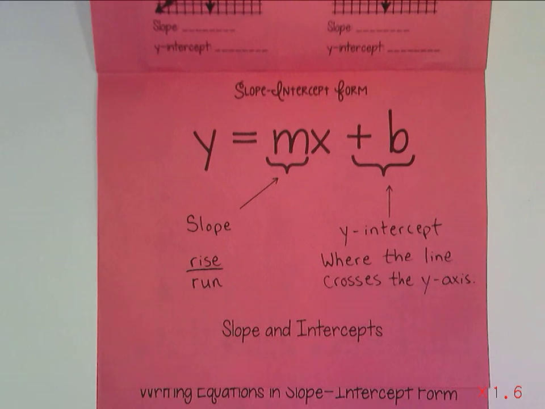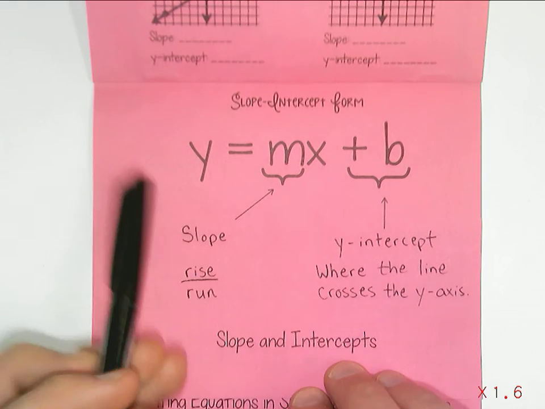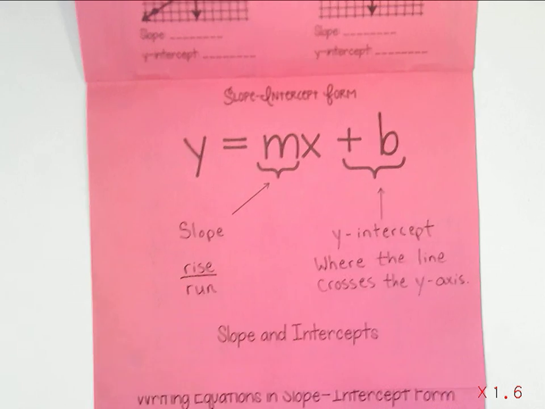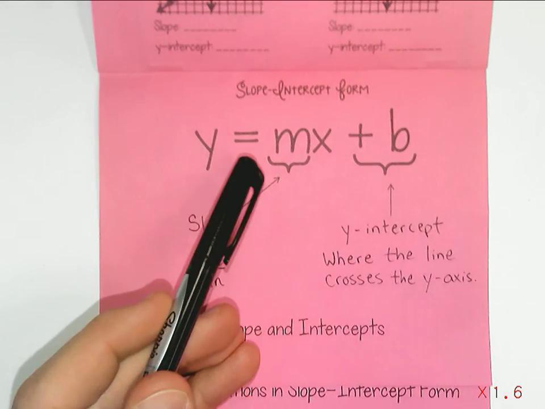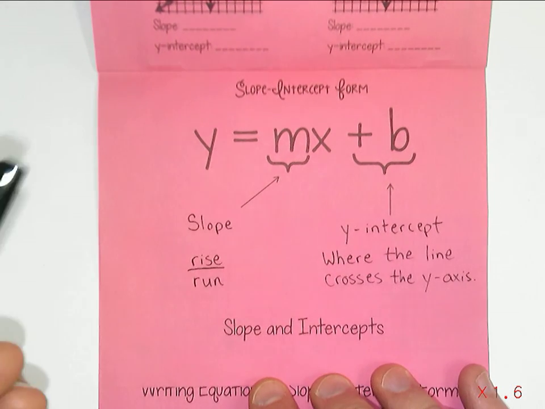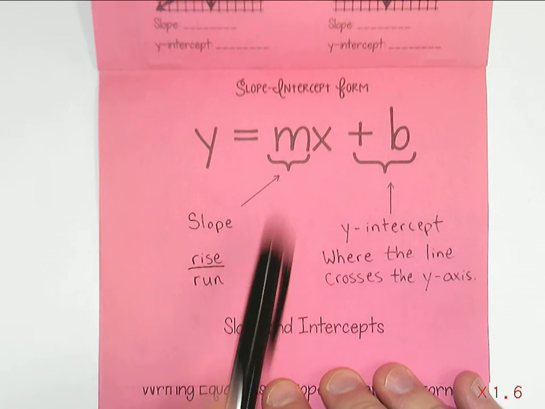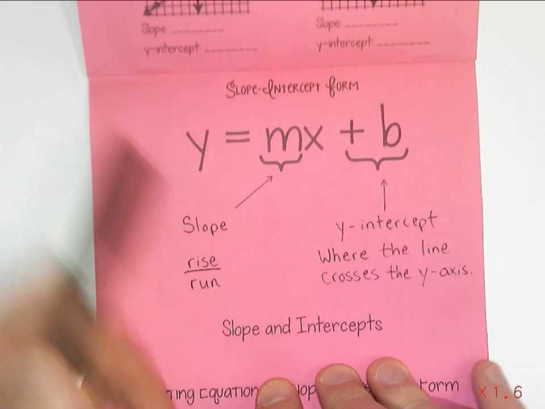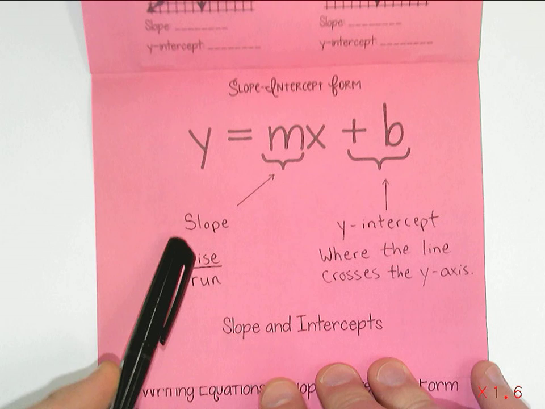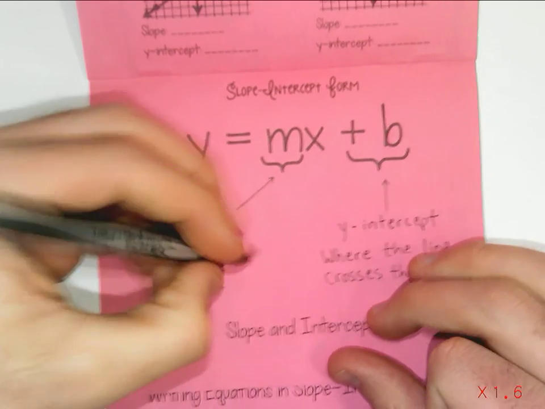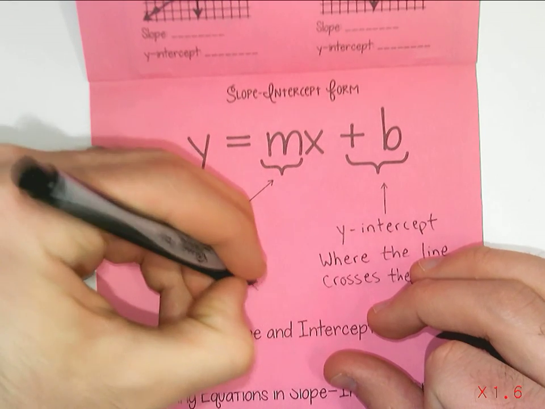Alright, so slope-intercept form. We know slope-intercept form as y equals mx plus b. Now let's talk about a couple of parts here. So first and foremost, it's going to be determined that we're going to move along our line. Remember, our change in y over our change in x. m is going to represent slope. And remember, slope is your rise over run. And we could also say this is equal to your y over x.